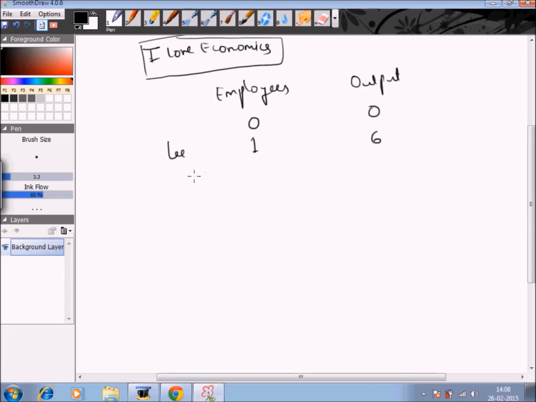Now I want more output, more banners. So I employ Angelina. Now my employee has increased to 2. And Lee and Angelina together, when they work in a team effort, they produce, say, 14 banners. Wow, what a drastic change. By just doubling the number of laborers, I am more than doubling the output produced.